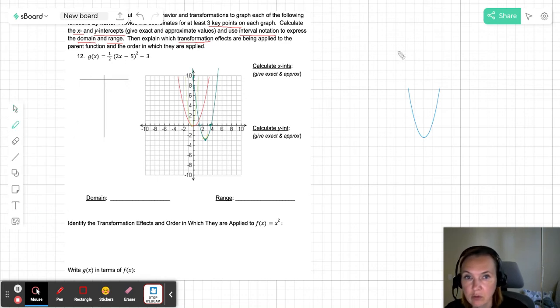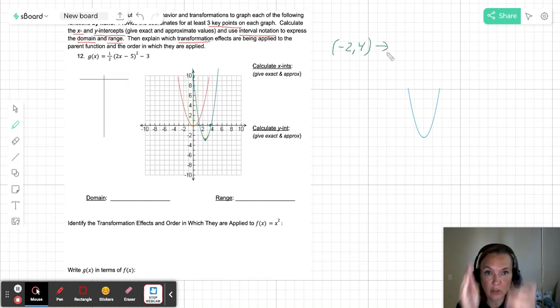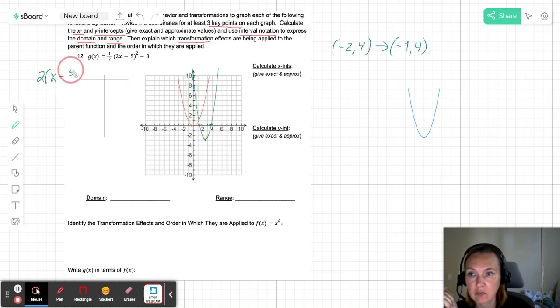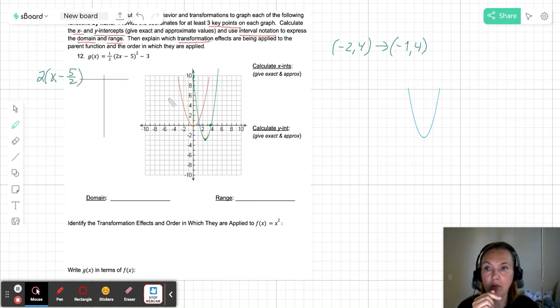Let me write it down. So I started with the point negative 2, 4 for the regular parabola, right? Now I squished it, so now it becomes negative 1, 4. The next thing I'm going to do is shift it to the right, and it looks like I'm shifting it to the right 5 units. But here's the thing. If you factor out this 2, you will have x minus 5 over 2. So actually, I'm shifting it to the right only 2.5 units, 5 over 2.